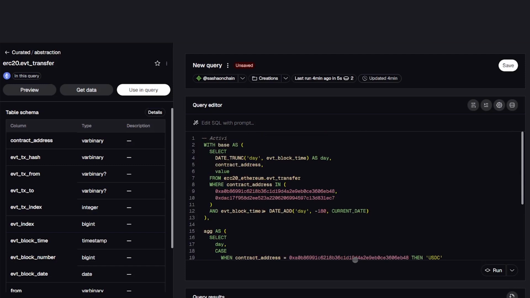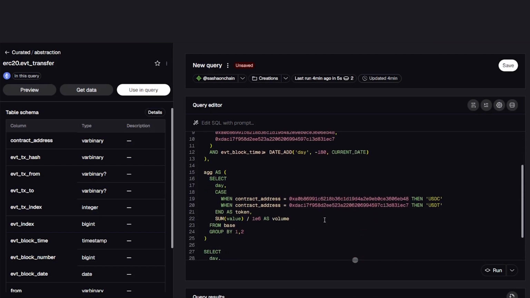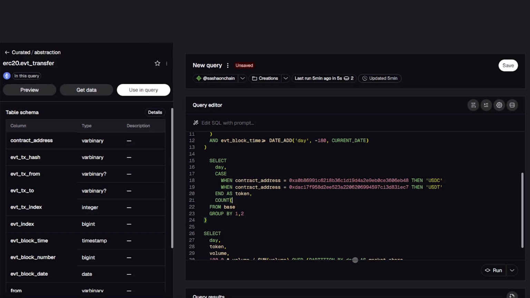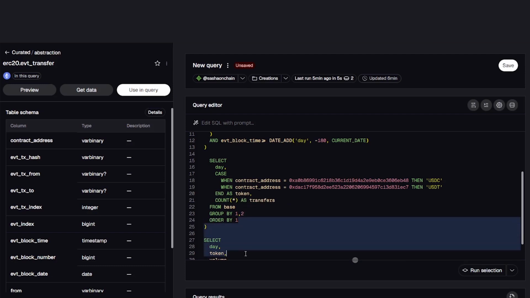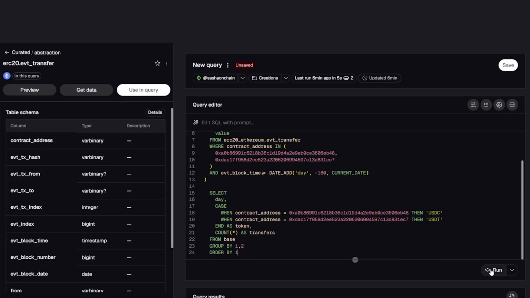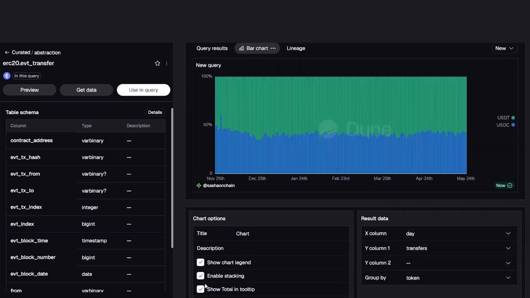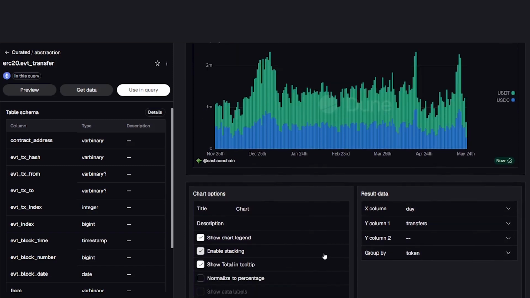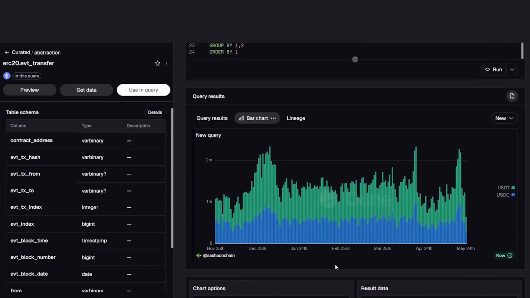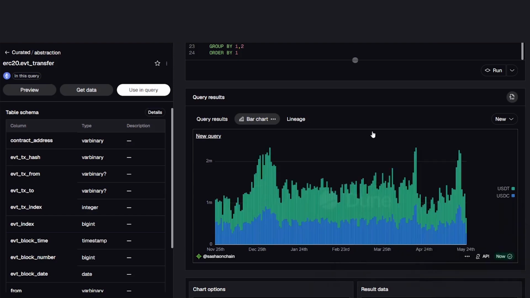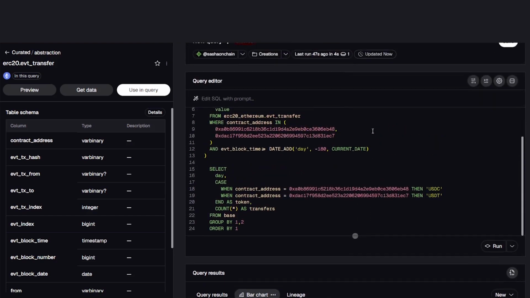Now we shift the metric completely. Instead of value, we look at usage frequency. Same dataset, same grouping, just a different lens. We replace sum with count. Because volume alone can be misleading. A few large transfers can dominate everything. But transaction count shows something different, how often the token is actually used. So now we separate capital flow versus usage intensity. In this view, USDT and USDC behave differently. One may lead in volume, the other in activity.